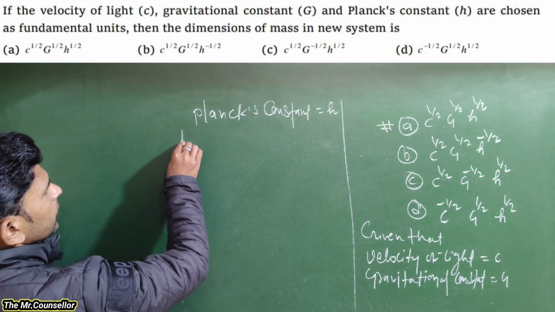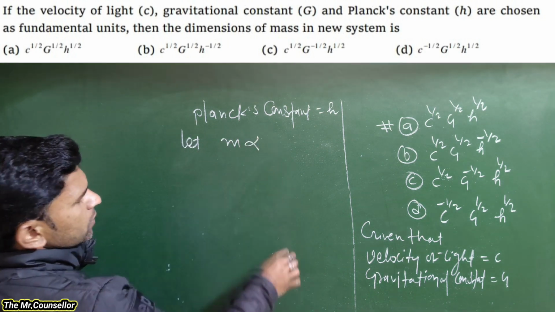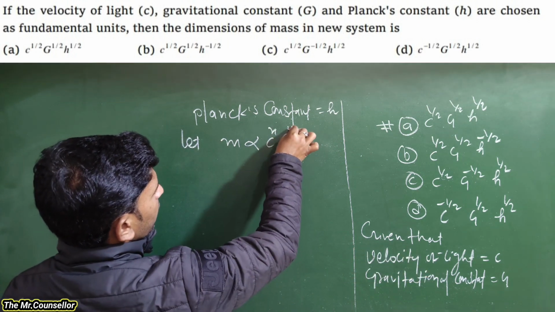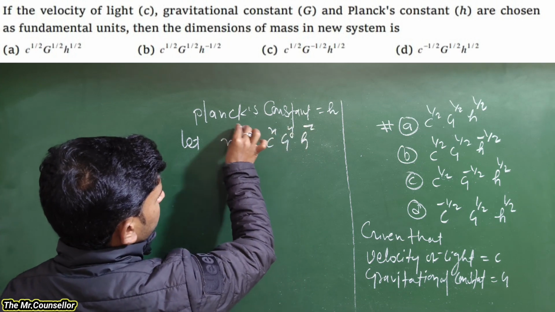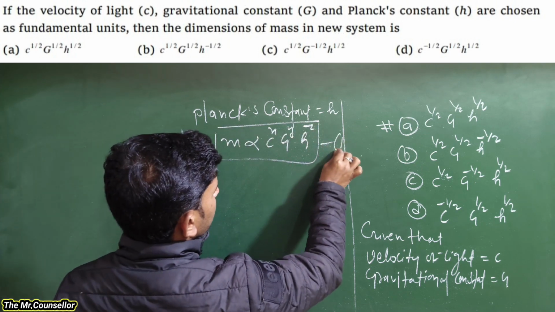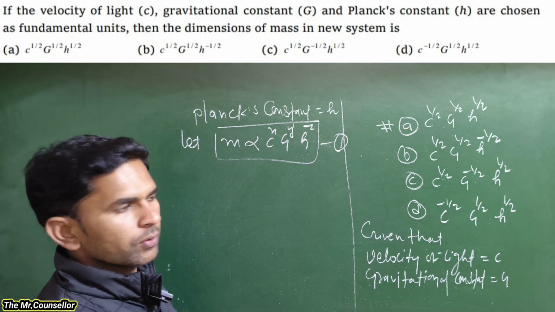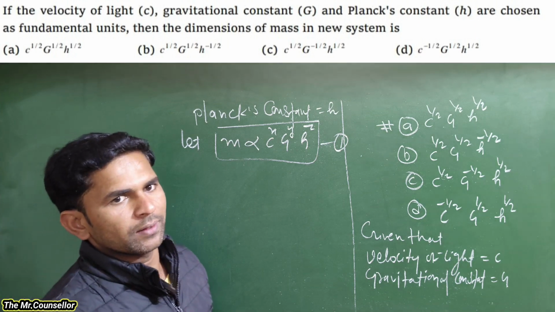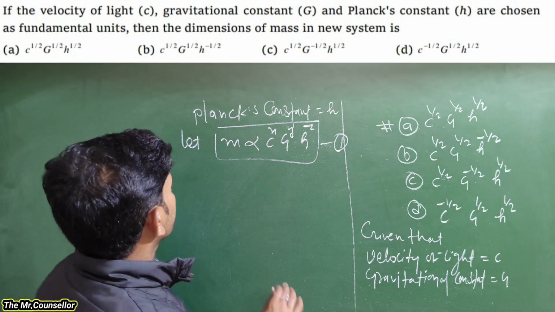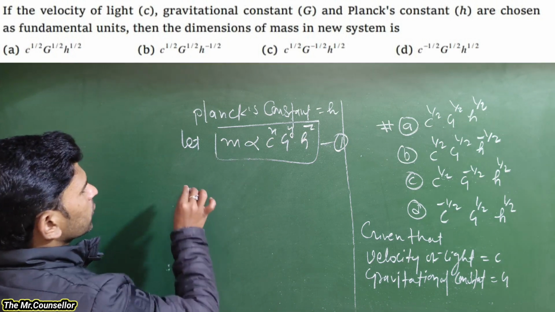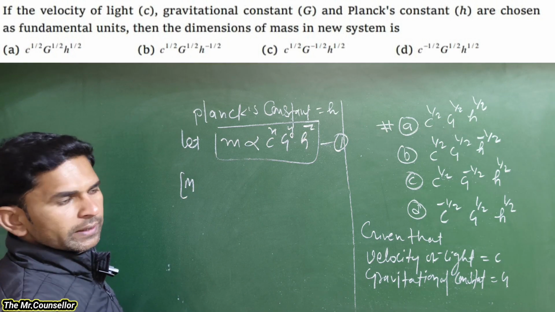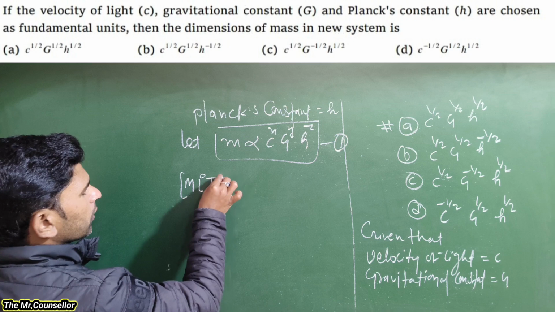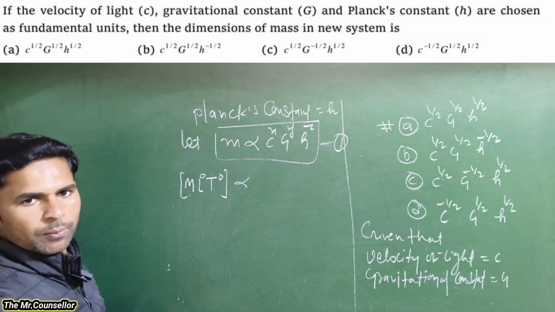Let mass be proportional to c power x, G power y and h power z. Like this we can consider one mass formula. Whenever you write like this, after that you apply the dimensions on both sides. Mass is present alone, so M; length is not present, so L naught; time is also not present, so T naught. Proportionality we can apply here.